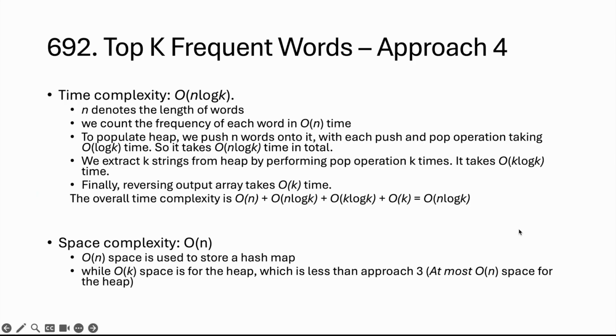Time complexity is O(n log k). Space complexity is O(n). O(n) space is used to store a hash map, which is the same as approach 3. O(k) space is used for the heap, which is less than approach 3. In approach 3, at most O(n) space will be used for the heap. So approach 4 is the best solution because it potentially takes less space for the heap.